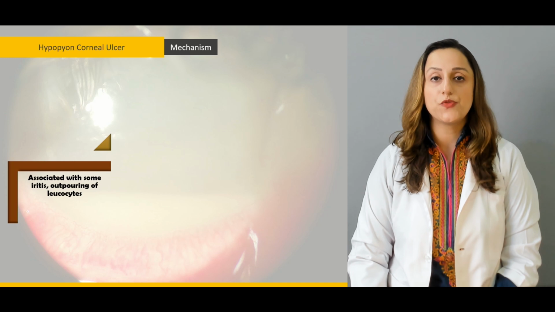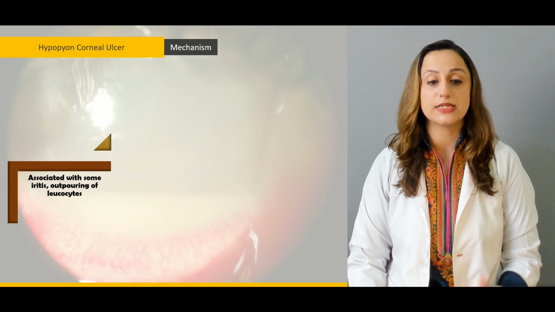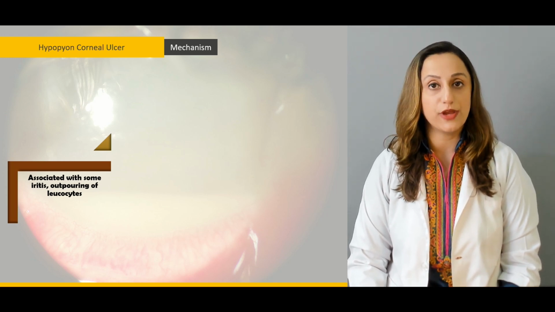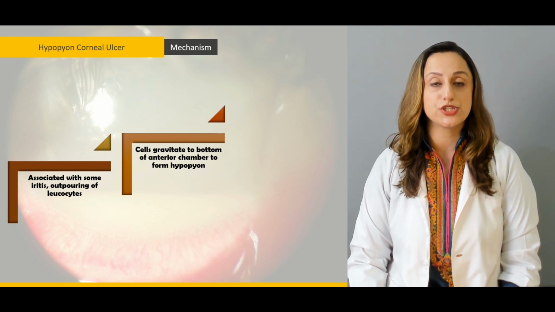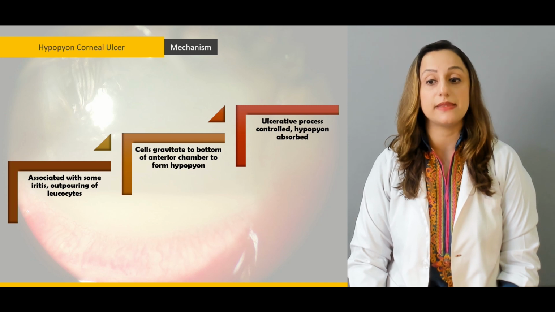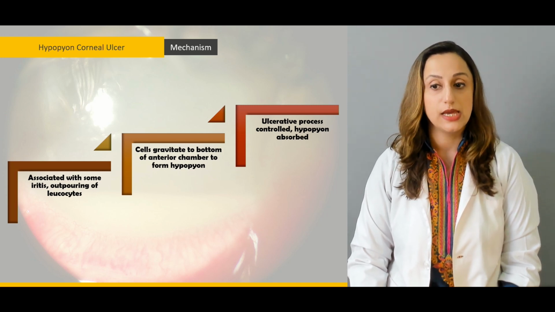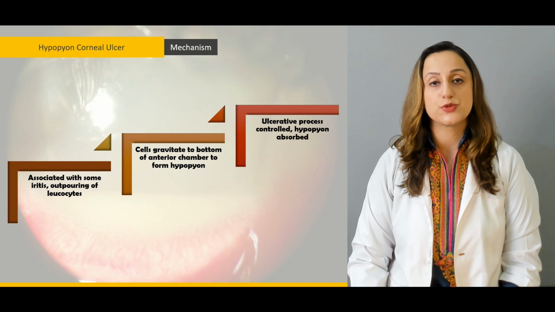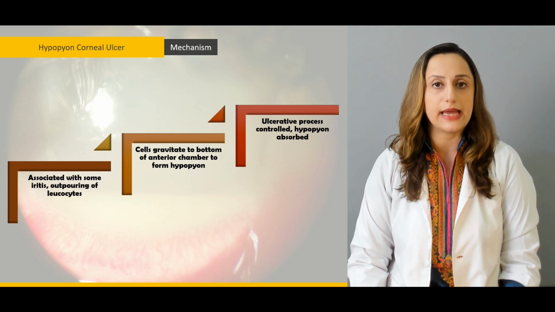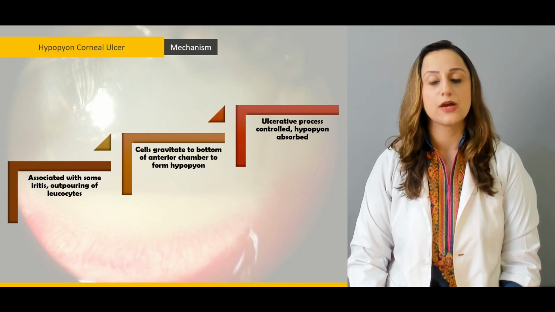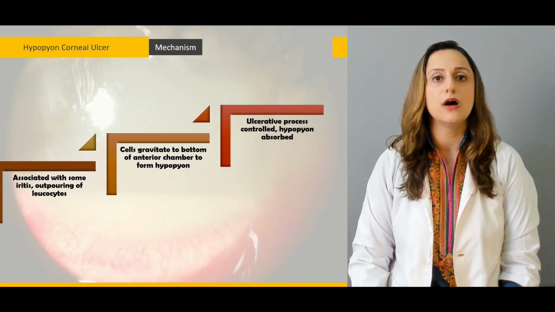The mechanism over here is associated with inflammation, or the outpouring of the leukocytes. The cells will gravitate to the bottom of the anterior chamber to form the hypopyon, and the ulcerative process is controlled. The hypopyon is then absorbed after that. So you need to give some sort of systemic antibiotics, and that would basically result in the self-resolution of the hypopyon in these individuals.